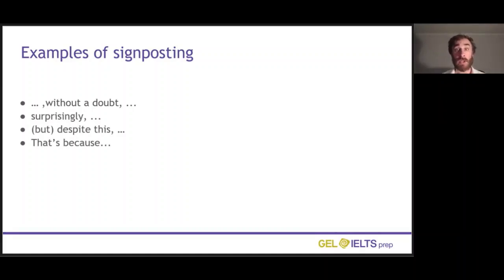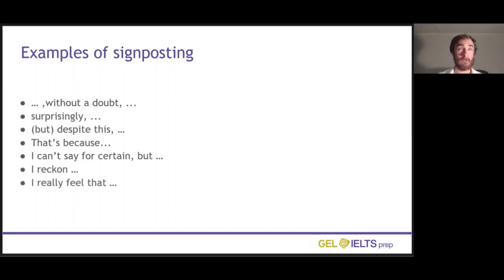He's also a very sociable person. I can't say for certain, but I reckon he probably knows everyone in the village where he lives. I really feel that he's such an easy person to get along with. Above all, it's his kindness and generosity that I will remember him for.